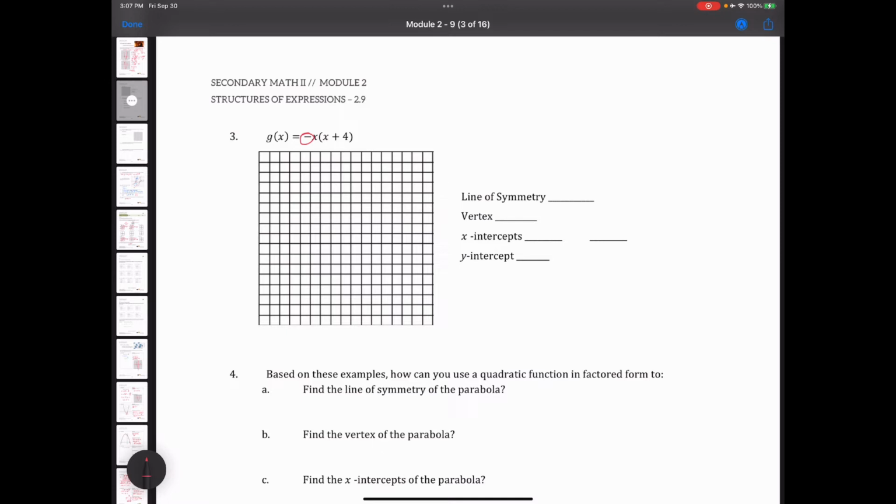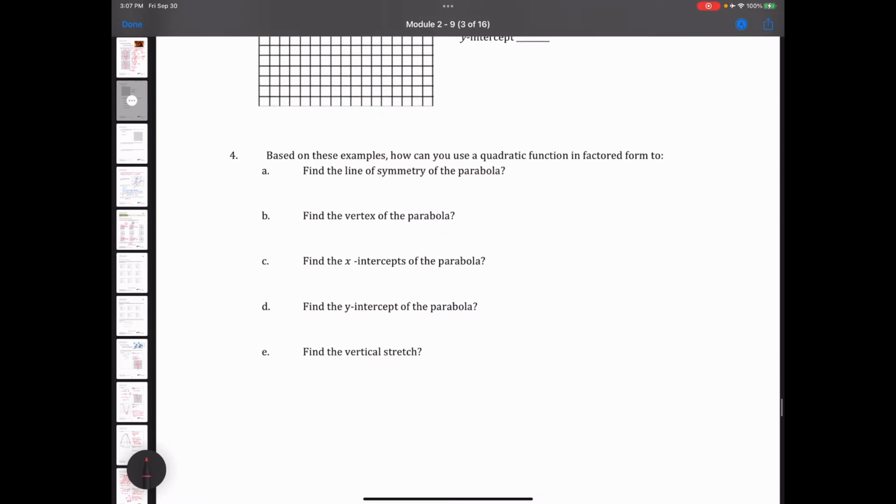So hopefully that was successful for you. And now we can look at 4, A, B, C, D, and E, where we used those examples previously, and I kind of hinted at the answers to some of these, but basically we'll just answer formally each of these equations now. So how can you use the quadratic function in factored form to find the line of symmetry?